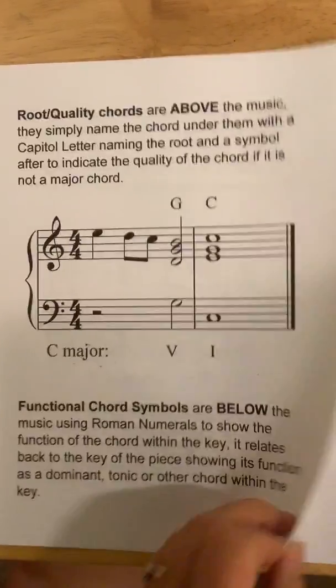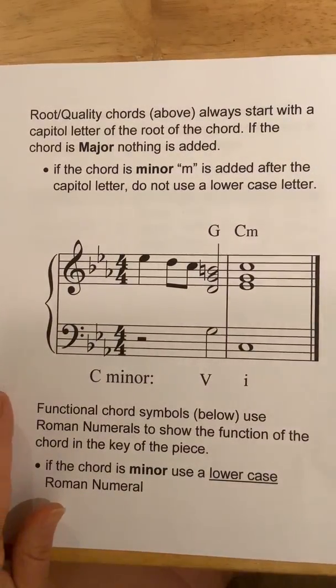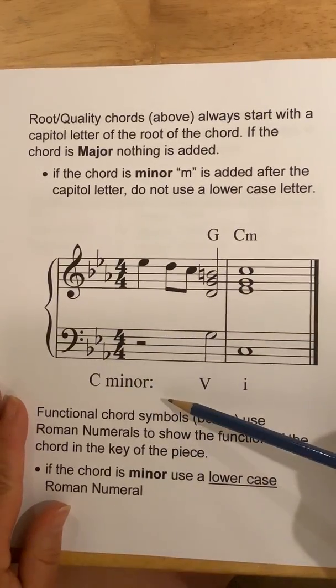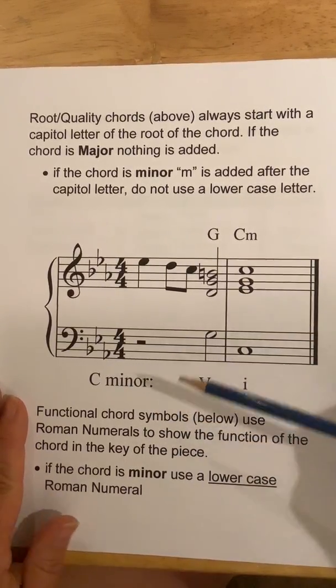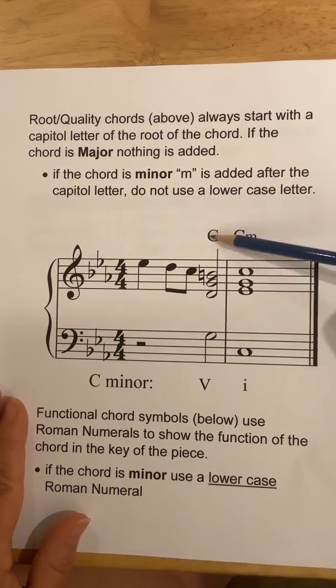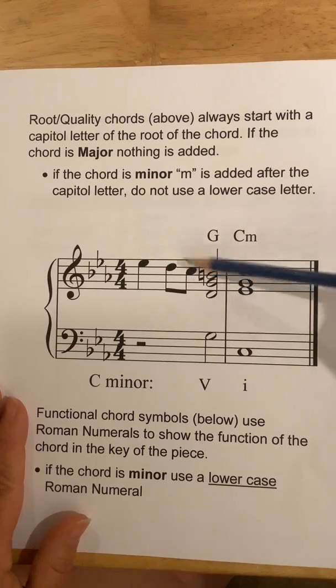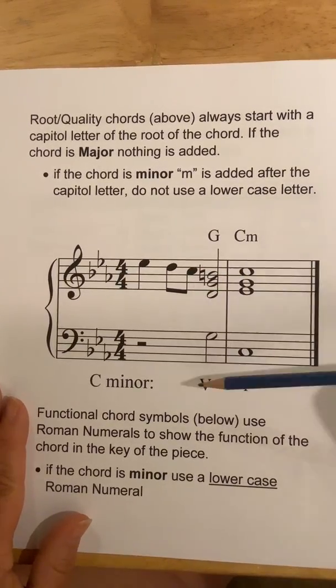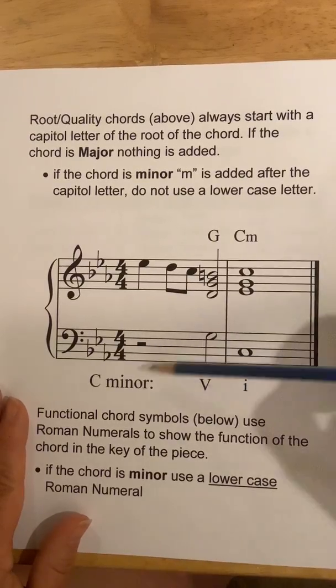Now, when we get into a minor key, I've done the same cadence in C minor. Here we've got the root quality chords above, the G, and this is still a major triad because that leading tone has been raised. The B is a B natural now. G, B, D is a major triad. And it's still, functionally, it's still the dominant within C minor.